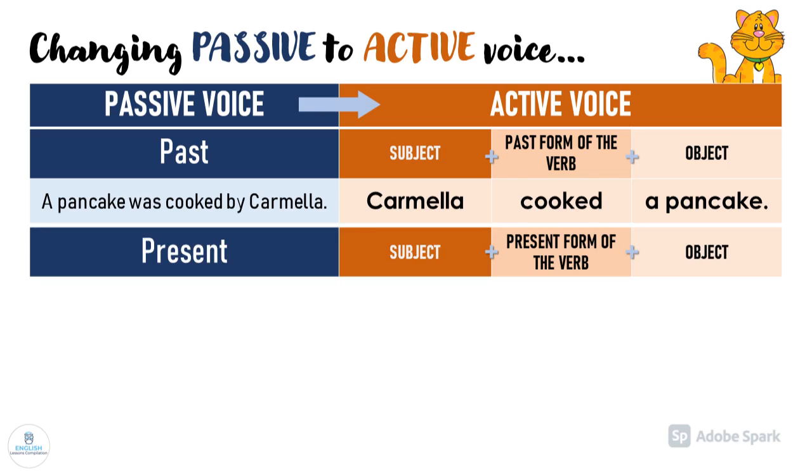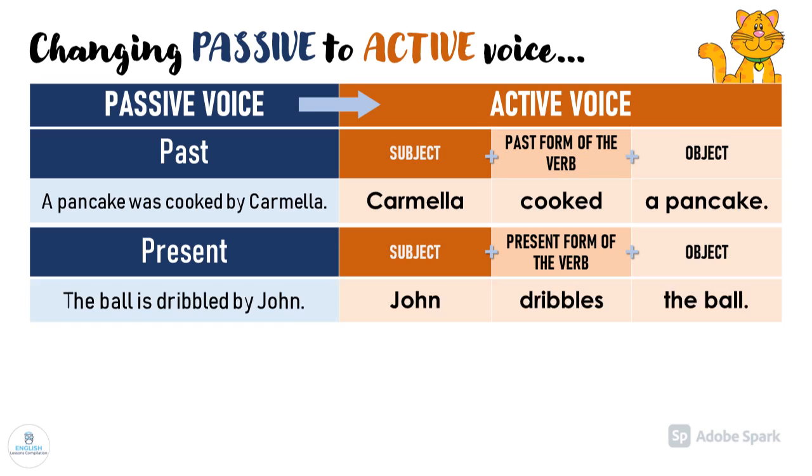Now, if the tense of the helping verb in a passive voice sentence is present, simply write the subject plus the present form of the verb and the object. The ball is dribbled by Jan. Simply write the subject, which is Jan, followed by the present form of the verb dribbled, which is dribbles, with s because the subject is Jan, which is singular, and the object, the ball.